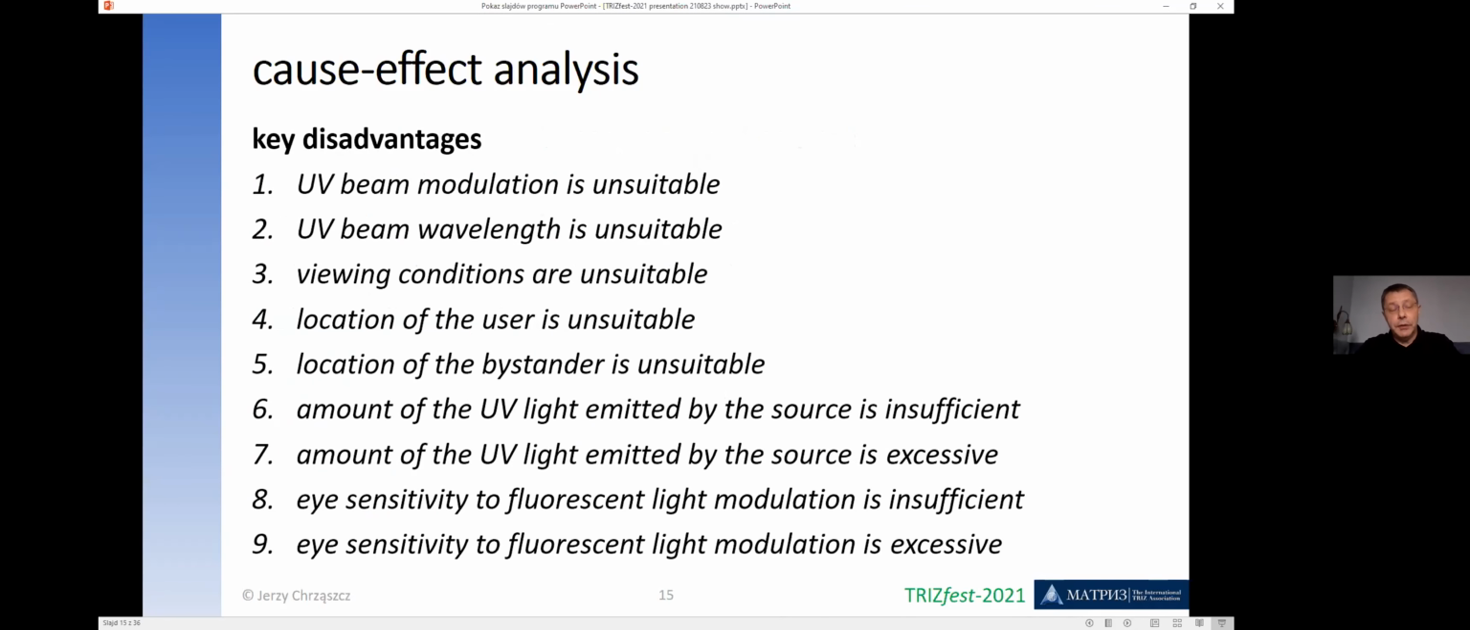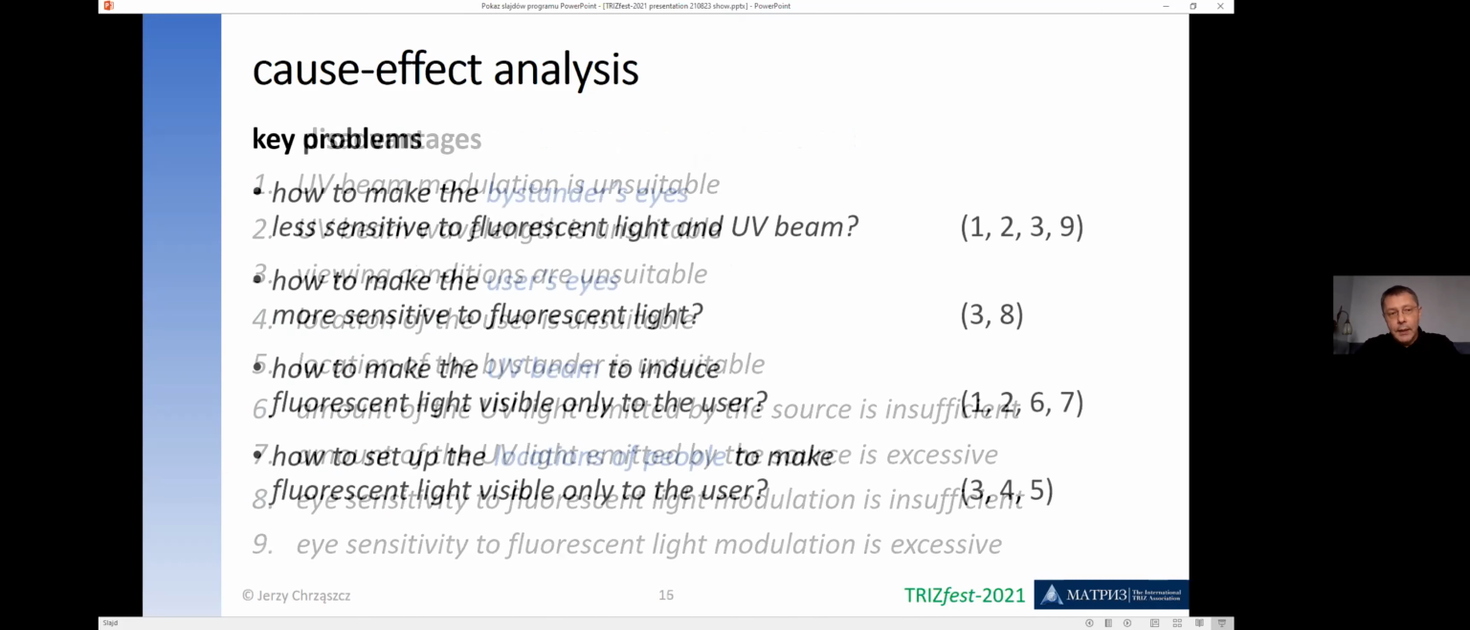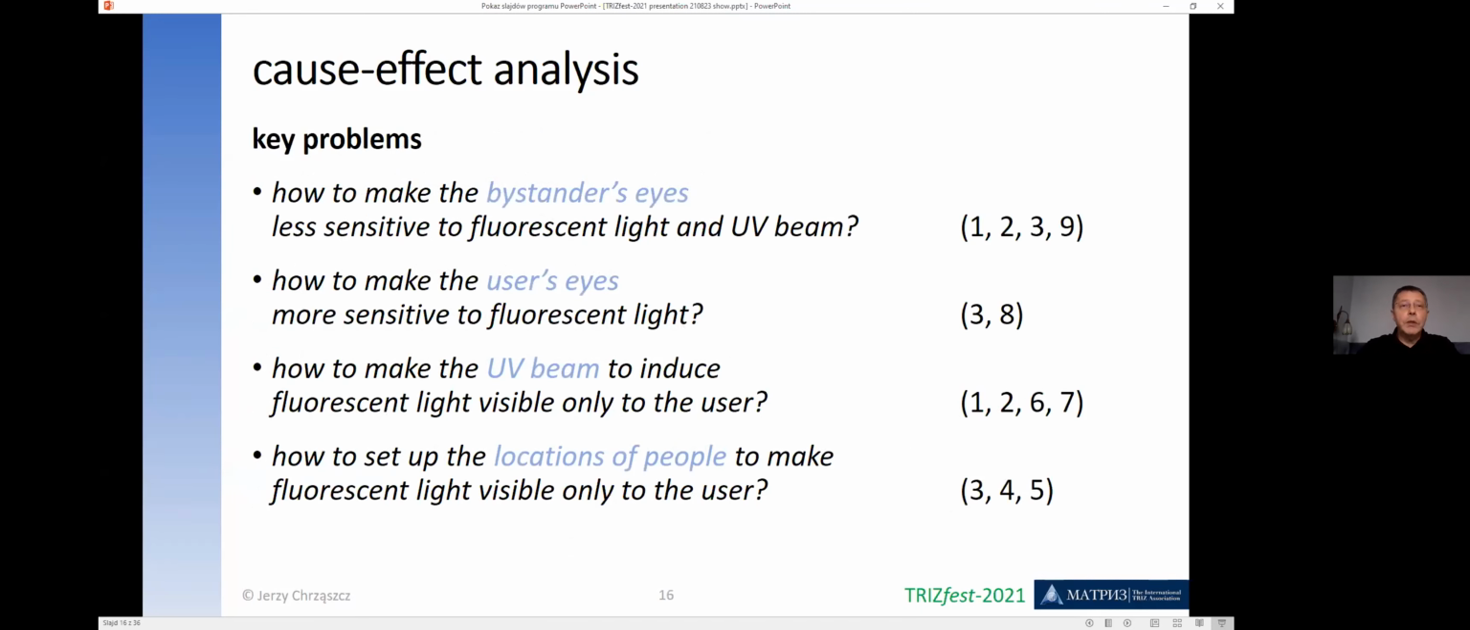Finally, key disadvantages were identified due to their impact on the target disadvantages and coming from their locations in the model and potential for changes. Key problems, in turn, were derived from these key disadvantages in such a way that each of these key problems addresses a subset of key disadvantages. And so solving one of these problems is expected to eliminate both the target disadvantages.